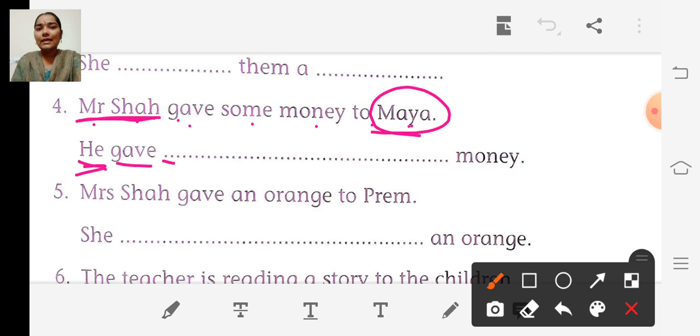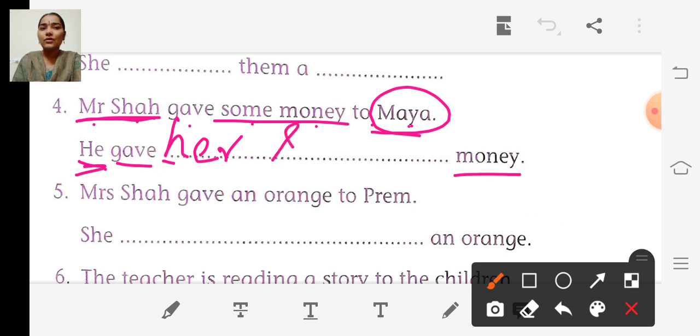He gave her what? Some money, isn't it? So they have given money, so we can write some. He gave her some money.